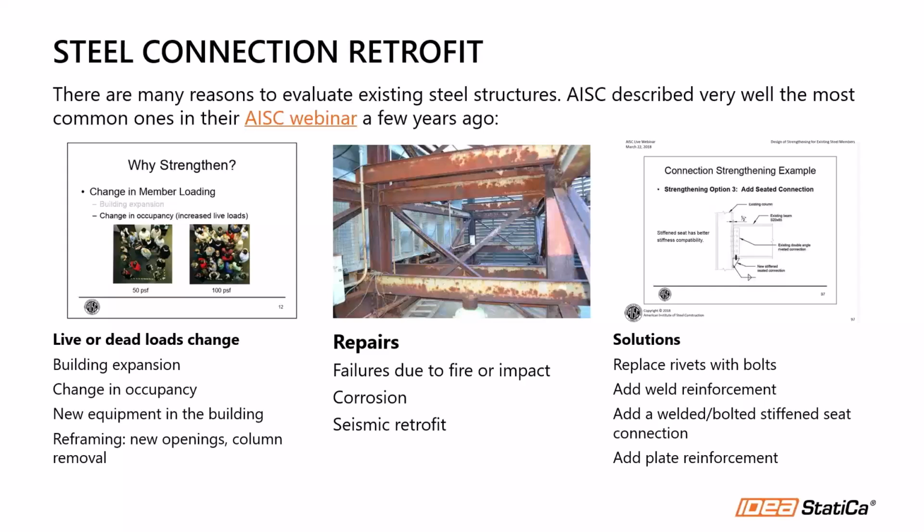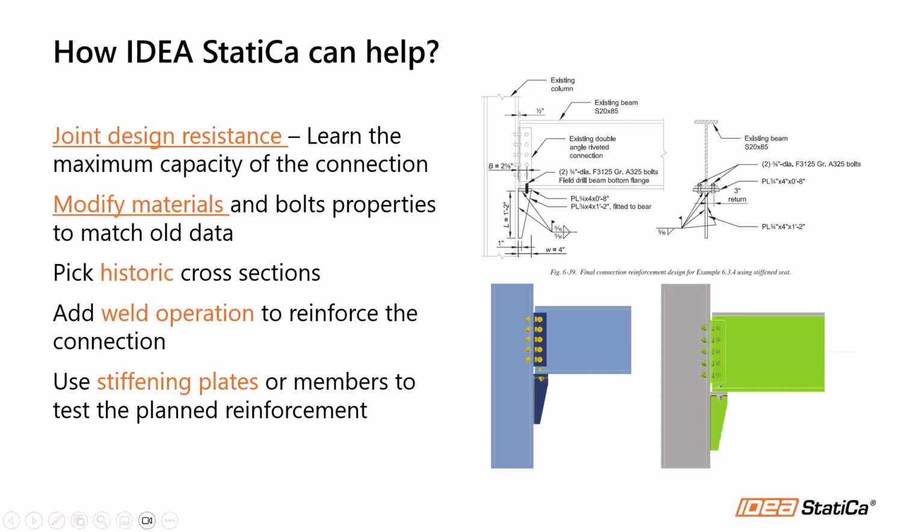So AISE shares some recommendations for simple cases that you can explore in that webinar presentation, right? Some of the recommendations or solutions are to replace rivets with bolts, add weld reinforcements, add a welded or bolted stiffened seat connection, or add a plate reinforcement, okay? So now let's see what we can do with IDEA StatiCa to extrapolate the AISE recommendations to other cases that you might find in your retrofit projects.